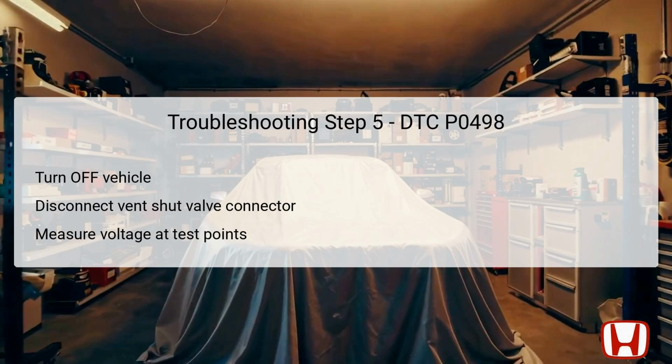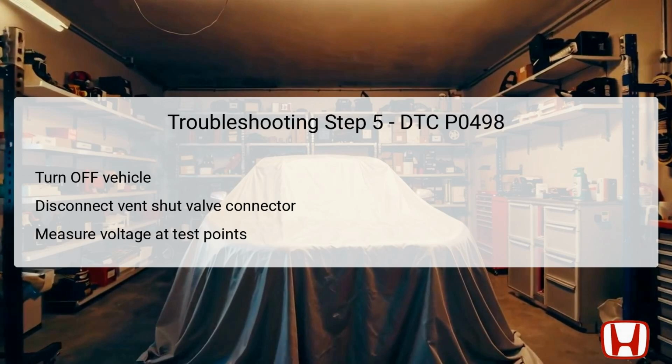Step 5 involves checking for open wiring in the circuit connected to the EVAP canister vent shut valve. Begin by turning off the vehicle to ensure safety. Disconnect the 2P connector from the EVAP canister vent shut valve before turning the vehicle back to the on mode. At this point, using a multimeter, measure the voltage between the two designated test points. Test point 1, the connector's number 1, and test point 2, body ground.